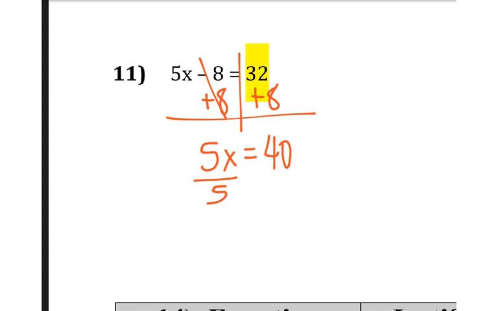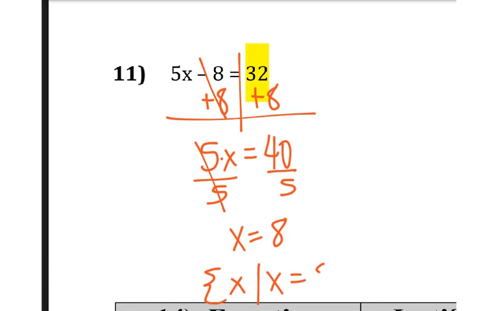Divide both sides by 5 because it's 5 times x. So I'm going to do the opposite. So x is equal to 8. I'm going to write that in set notation, and that's my answer. Okay, let's go to number 12.